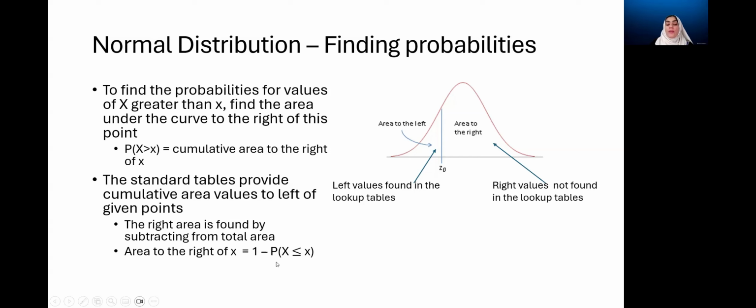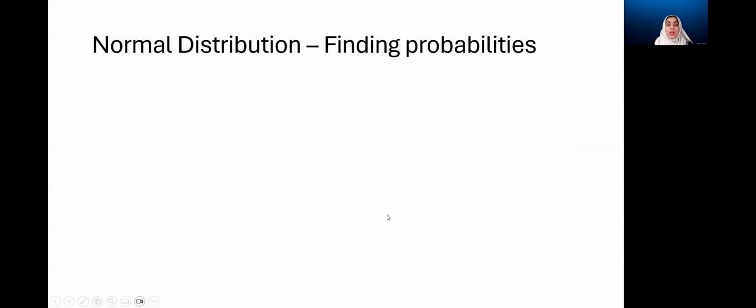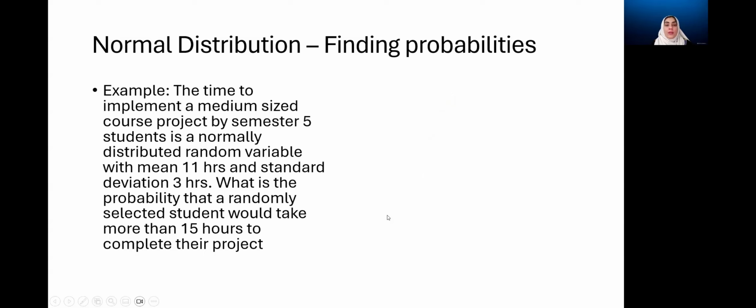So this is how you do it. 1 minus P of x less than or equal to x. And P of x less than or equal to x, you find directly from the standard normal tables. Let's do this with the help of an example.